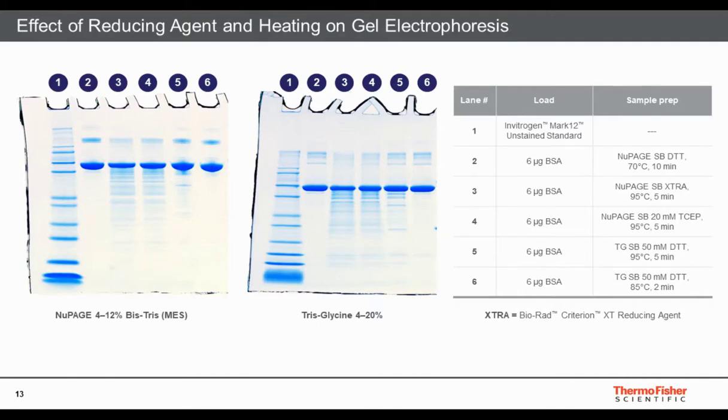The use of Tris-Glycine sample buffer with 50 millimolar DTT and boiling the sample for either 95 degrees Celsius for 5 minutes or 85 degrees Celsius for 2 minutes reduces sample degradation significantly, as shown in lanes 5 and 6 respectively. The image on the right shows the effect of sample prep on protein integrity when using a Tris-Glycine gel. Compared to Bis-Tris gel, the Tris-Glycine gel shows more degradation, but the choice of sample buffer, reducing agent, boiling temperature, and boiling time has a big impact on protein integrity and degradation levels.